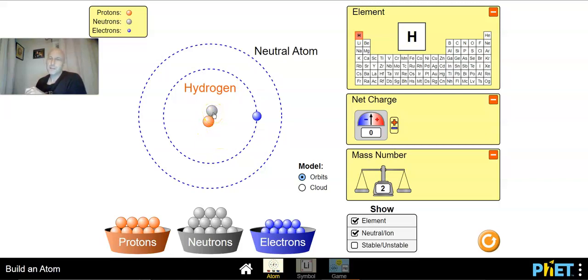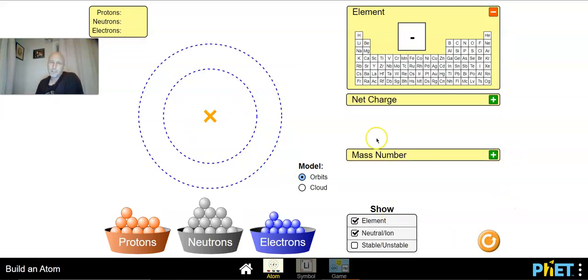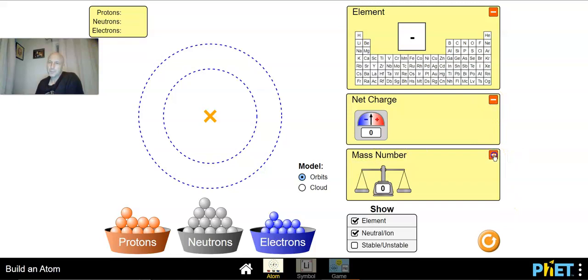The atomic number changes the element. Mass number is just protons plus neutrons. But let's say I pull this neutron out and put it here. What is my mass number? 1. Again, protons plus neutrons are the mass number. Now, let's clear it all out. Again, I'd say put the net charge and mass number on there.